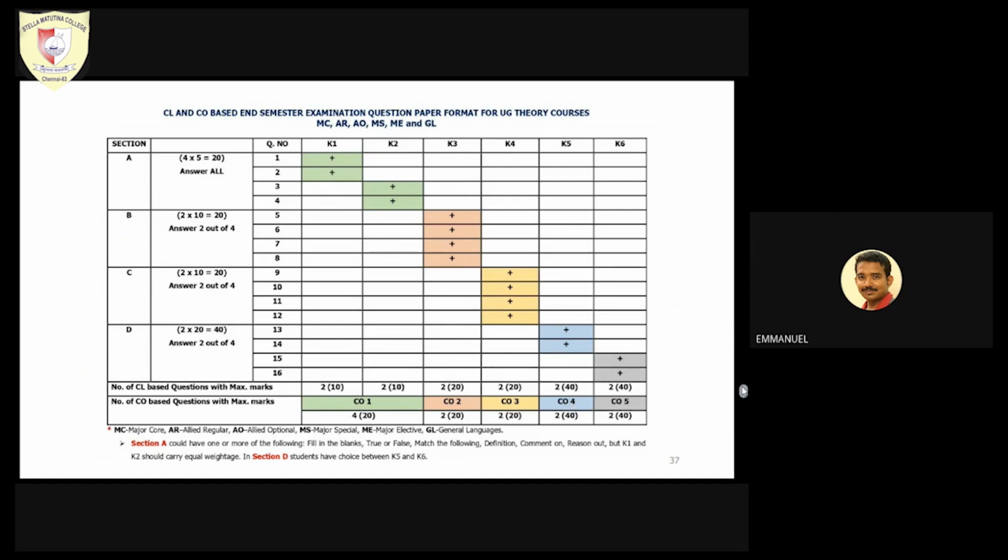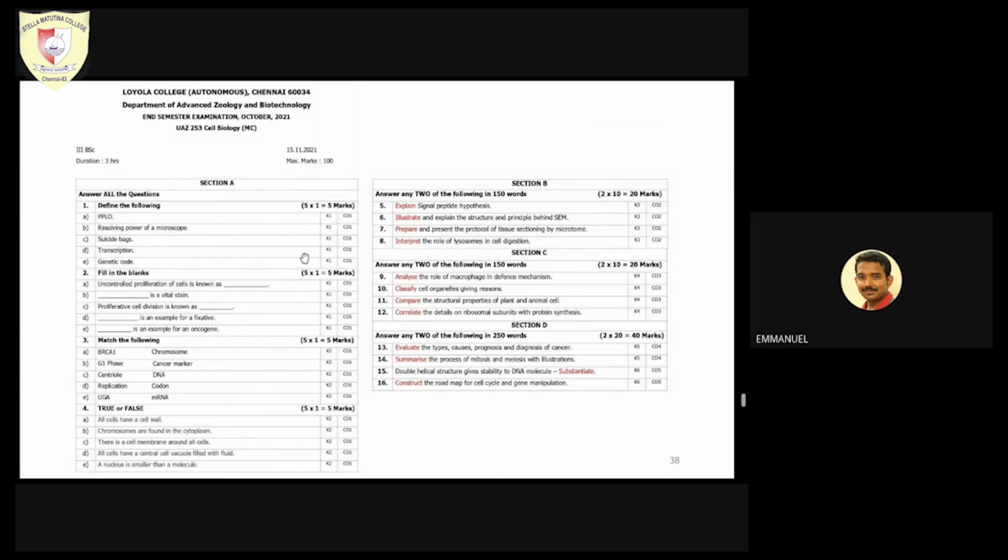Let me present you a sample question paper, how this K1 level, how this 5 marks have been categorized. One question, 5 marks, four questions, 20 marks under K1 and K2 level. Let us see how Loyola has given a model. This is the model given by the Advanced Zoology and Biotechnology, that is the Zoology Department.